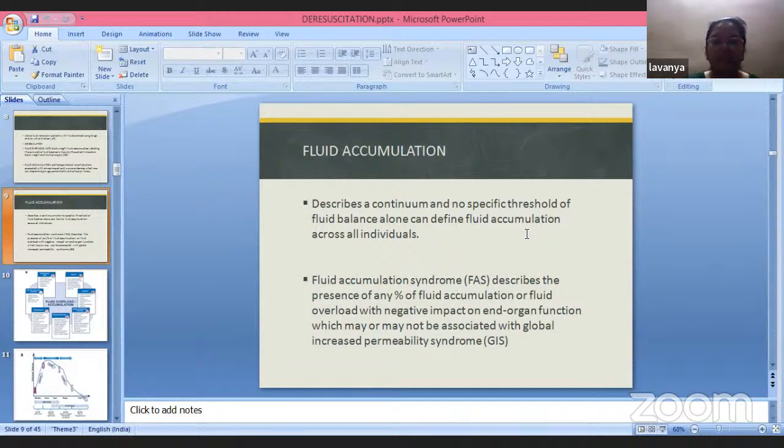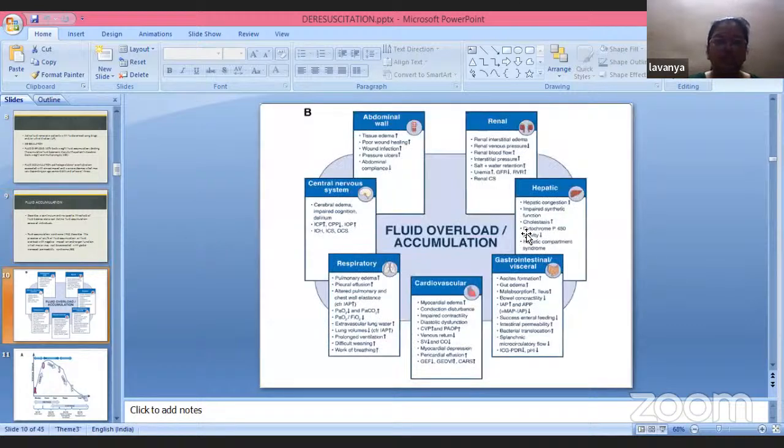And what is fluid accumulation syndrome? Any percentage of fluid accumulation or overload which has a negative impact on the organ function. That is what is more important to us. It may or may not be associated with global increased permeability syndrome as in septic shock. So the multiple effects of venous congestion or fluid overload or accumulation on different organs are shown in the picture.